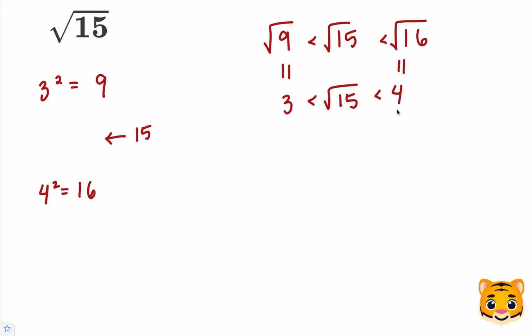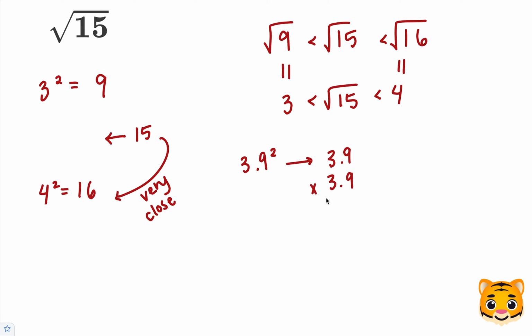So to find a tenths place approximation, we can pick tenths place decimals between 3 and 4 that when multiplied by themselves give us something close to 15. However, we're going to try numbers very close to 4 because 15 is very close to 16. So we can try out something like 3.9 squared and see how close we can get to 15. Let's do 3.9 times 3.9.